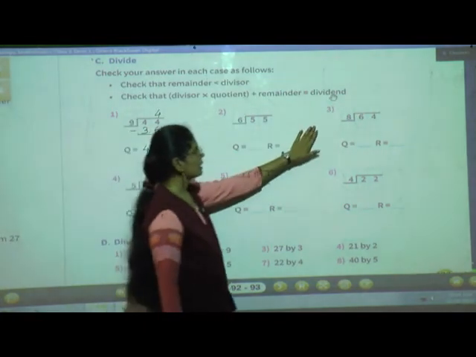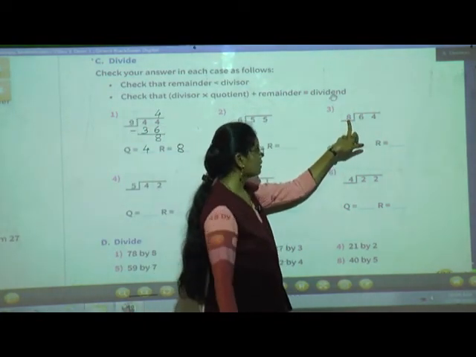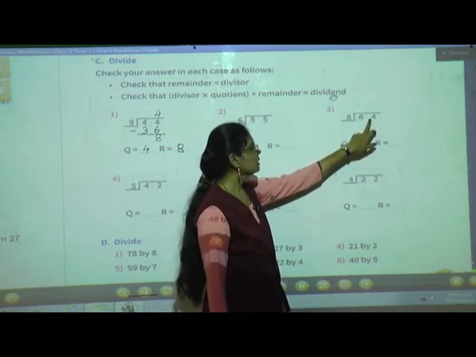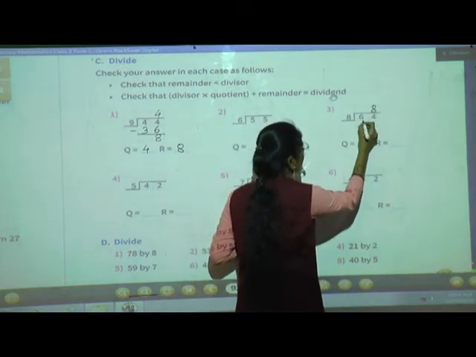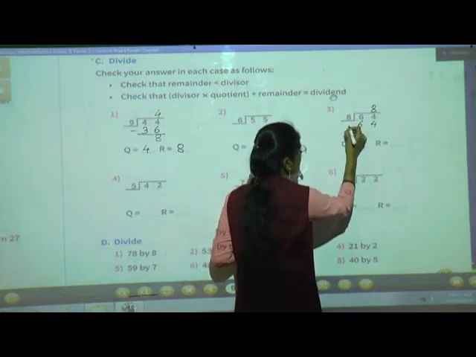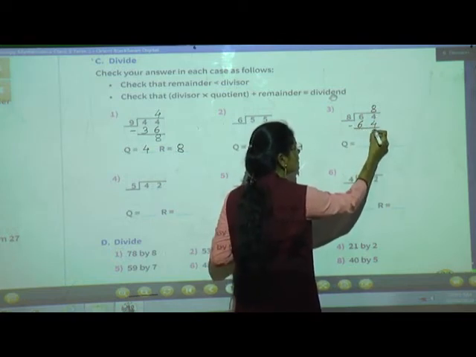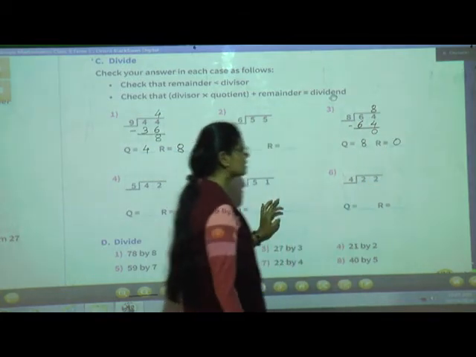Then we'll take the third one. 64 divided by 8. Now see the table of 8. Is 64 there? Yes, 64 is there. 8 eights are 64. Now do the subtraction. 64 minus 64, 0. So what is the quotient? 8 is the quotient and the remainder is 0.